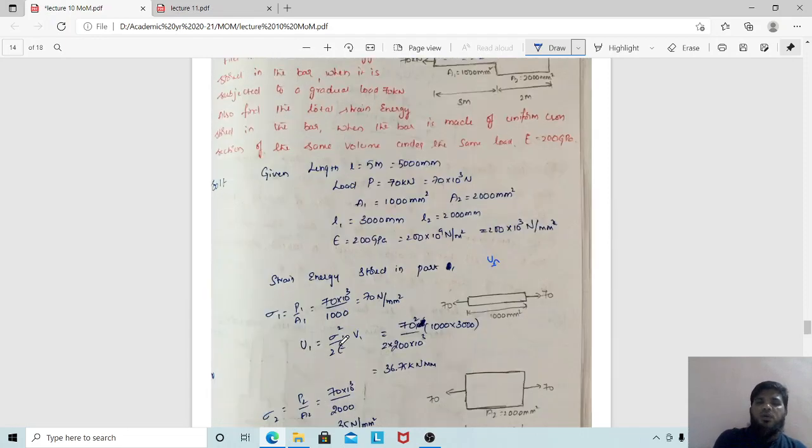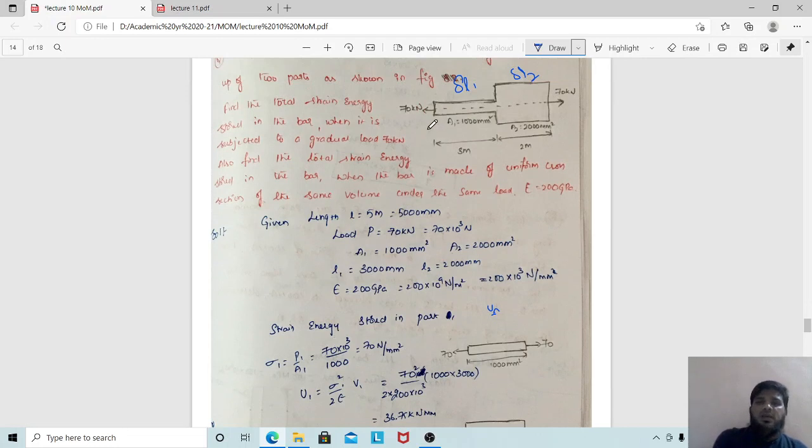So for that we have to calculate, we know this formula, sigma square by 2E into volume. So what is sigma? First we have to identify. How will we calculate it? They have given you the load. This load is acting on which area? This cross sectional area. So what is this cross sectional area? They have already given 1000. So with that I am able to calculate the sigma 1 here.